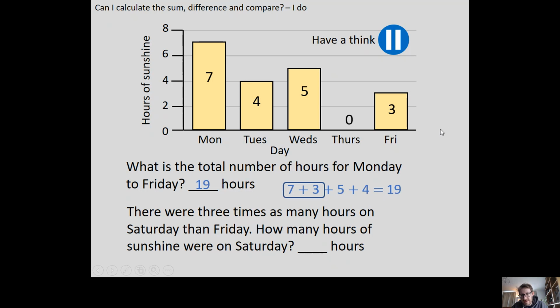There were 3 times as many hours on Saturday than Friday. Now it's not showing us Saturday. What it's saying is there are 3 times as many hours on Saturday than Friday. How many hours of sunshine were there on Saturday? Well, there were 3 hours on Friday, but there were 3 times that on Saturday. So have a think, how many hours of sunshine if there was 3 times the 3 hours we had on Friday? So hopefully you would have realized that you need to do 3 times 3, and it would be 9 hours.